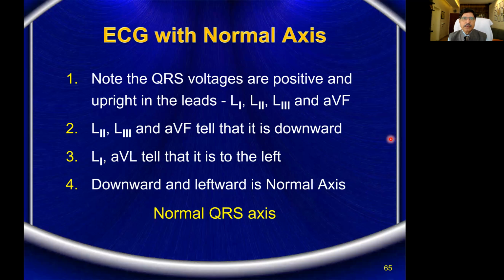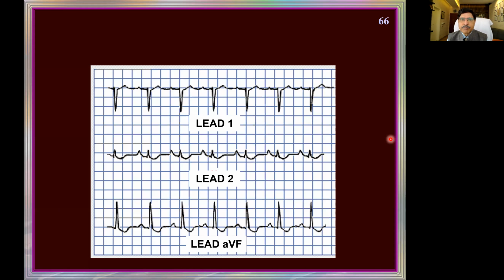Now, why QRS voltages are positive and upright in leads 1, 2, 3, AVF? L2, L3, AVF tell us it is downward, L1 tells it is to the left. Downward and left is the normal axis. Now, look at this ECG and tell me what axis it is.